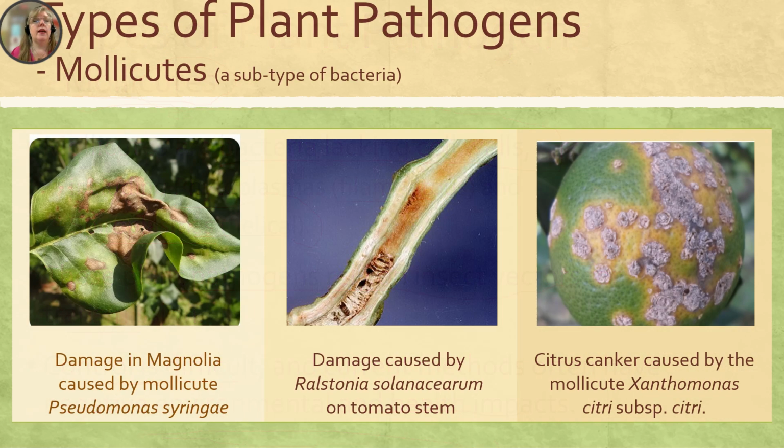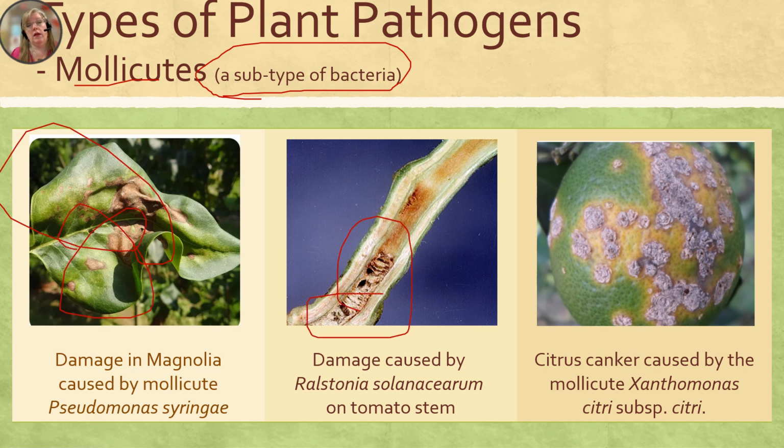Just a second. And so this is some examples of the damage by the mollicutes. And again, mollicutes is just basically a subtype of bacteria that does not have a cell wall. This is in a magnolia tree. Okay, and this is in a tomato stem. And this is on a lime. Ew, it's pretty gross. Okay, this is called a citrus canker. Okay, that's what that's called, and it's caused by a mollicute. I don't know what this is called, but it's in the tomato stem, and I don't know what they call this either, but it's on a magnolia.